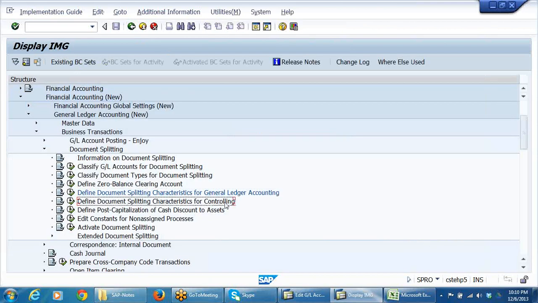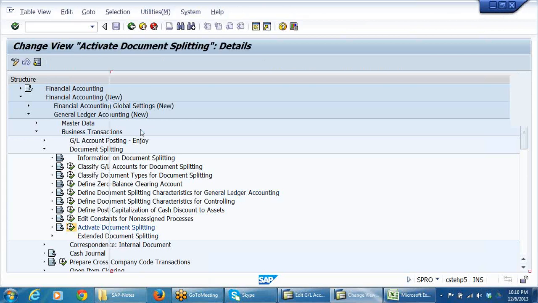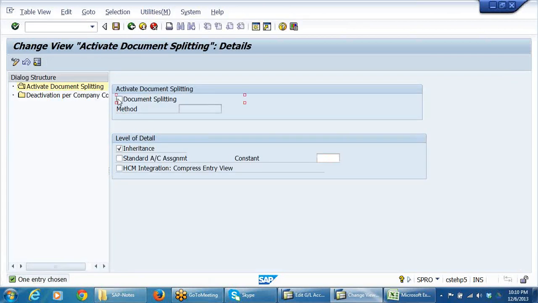Define document splitting characteristics for controlling. This is not required. Define post capitalization of the cash discount. Edit. Activate document splitting. Here we need to activate it. Check this box. But the problem is, once this is checked, it is applicable to all company codes. At client level, everybody will get a problem now that they have to define the document splitting. So that's why once our class is over, I'll deactivate it again.